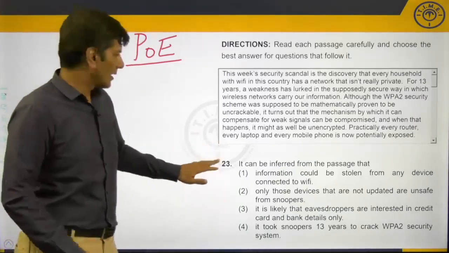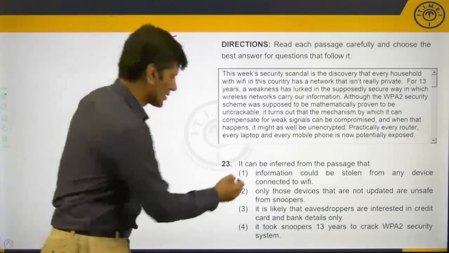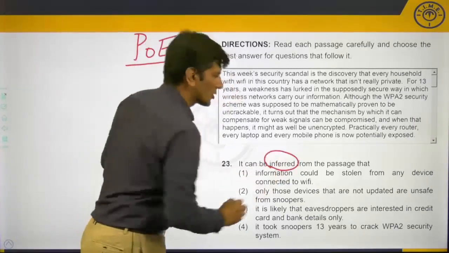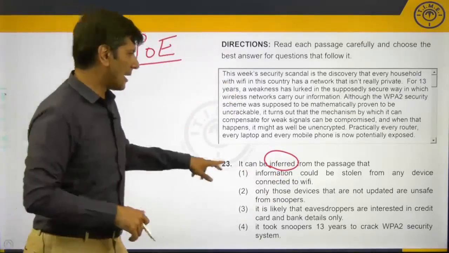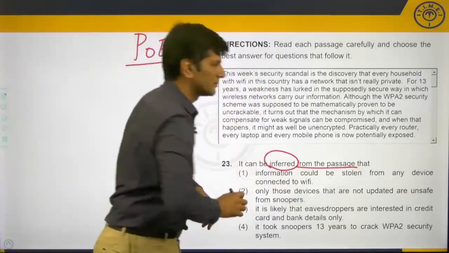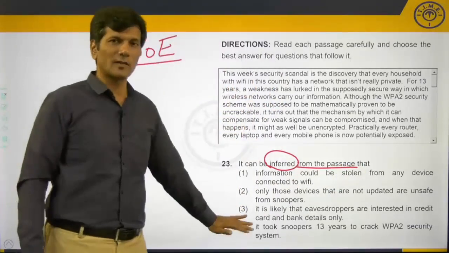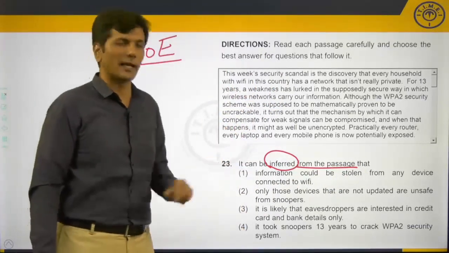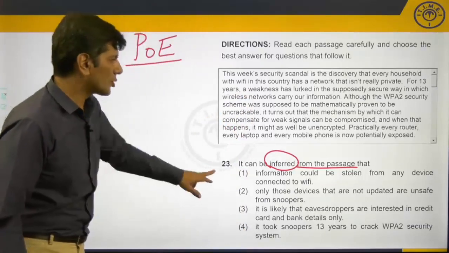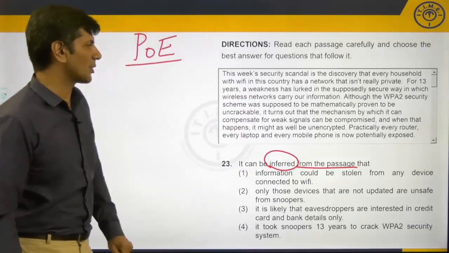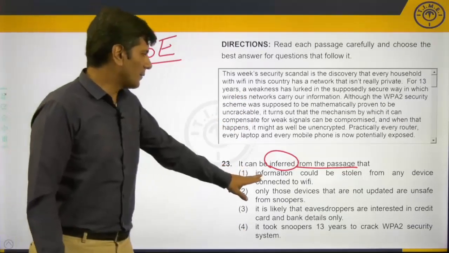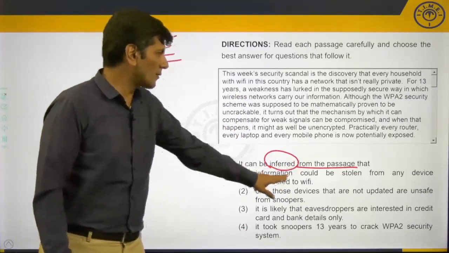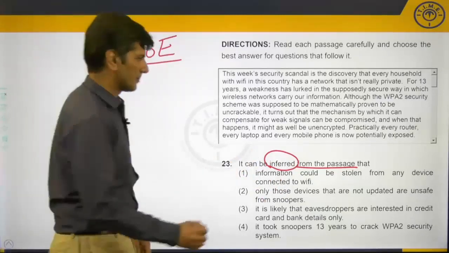23. It can be inferred from the passage that... So it's a clear case of an inference question because you have that keyword inference in the question stem itself. It can be inferred from the passage. So let's take a look at the answer choices and see which ones we can eliminate. First one, information could be stolen from any device connected to Wi-Fi. Now, can we infer that information could be stolen from any device connected to Wi-Fi?